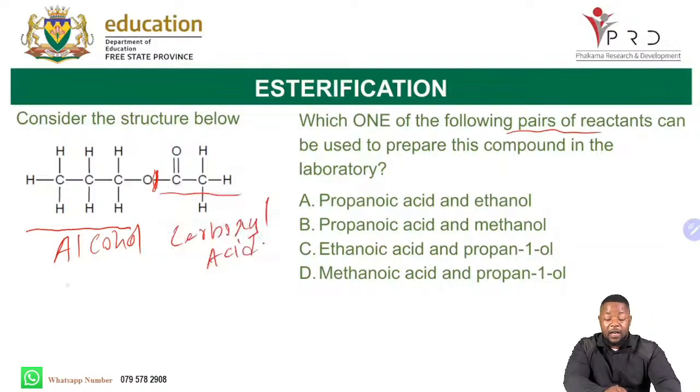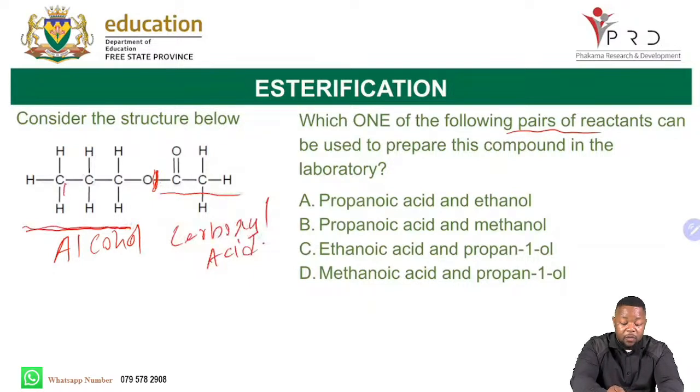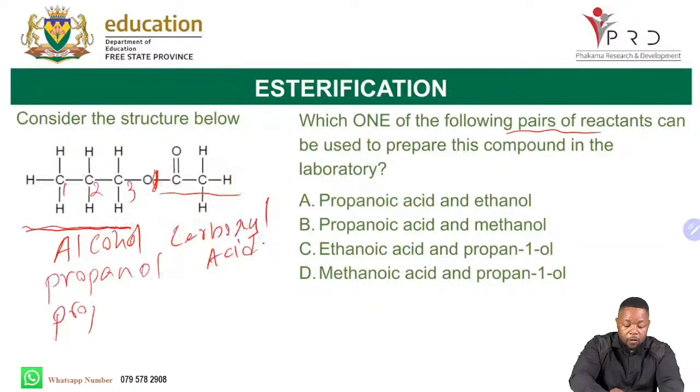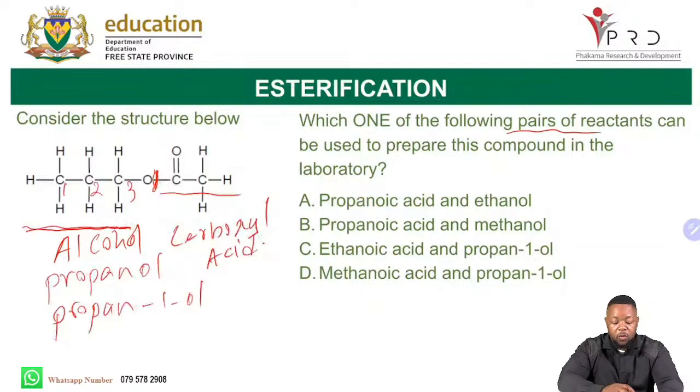Therefore, if the left side is coming from the alcohol, we can tell the name of the alcohol by counting the number of carbons. How many carbons? The carbons are 1, 2, 3. Therefore, the alcohol must have been propanol or propan-1-ol. You can say propanol or propan-1-ol. So the name of the alcohol there was propan-1-ol.